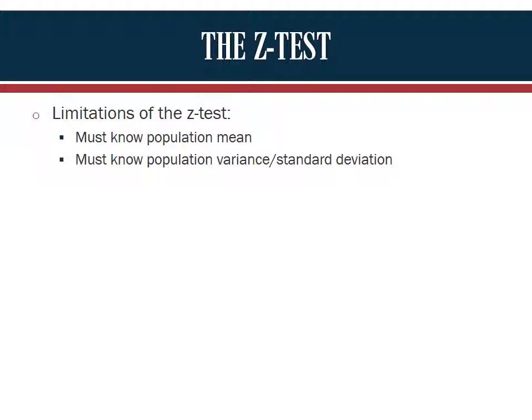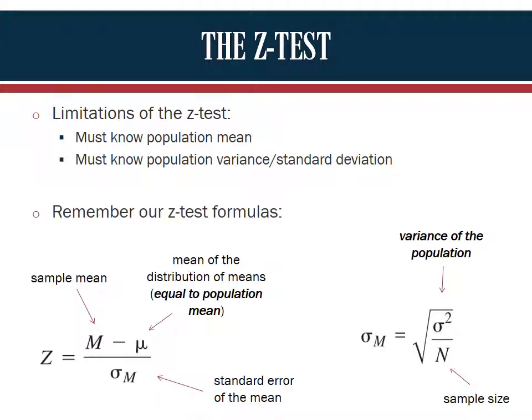The z-test, however, has some limitations. The limitation of the z-test is that you have to know the population mean and the population variance or standard deviation in order to do a z-test at all. So remember the z-test formula, right? Z equals capital M, which is sample mean, minus mu, which is mean of the distribution of means. And that, of course, is equal to the population mean. So you have to know that in order to do the z-test.